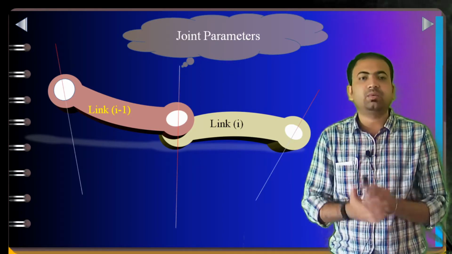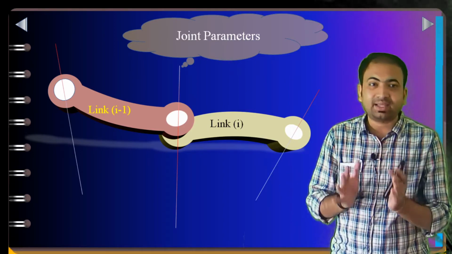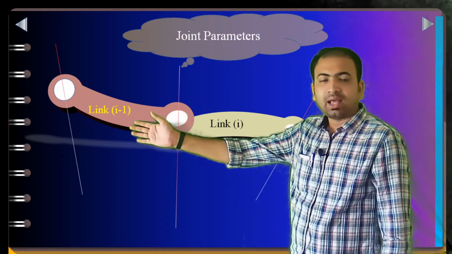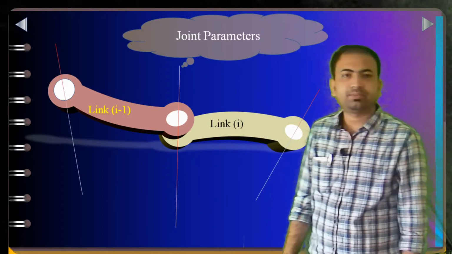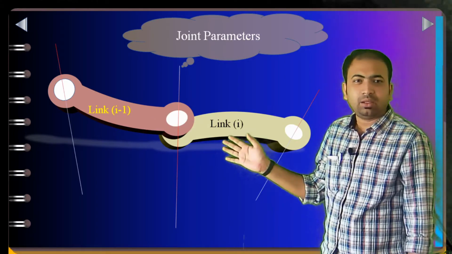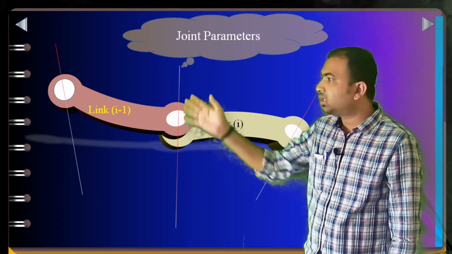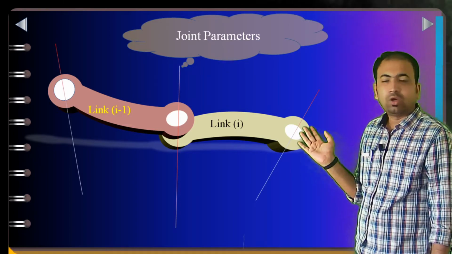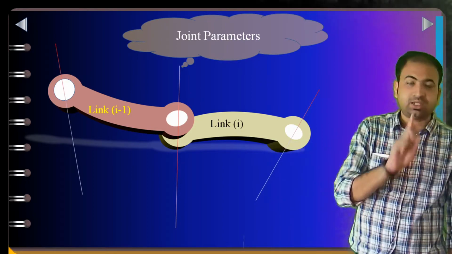Now our first intention was to name, or to represent, the axis of each and every joint. In link i minus 1, as you can see here, we have got one joint and we have drawn this axis. Link i minus 1 and link i are both joined here. So this is the joint, a revolute joint. Here we have drawn one axis, and at the other end of link i we have drawn another axis. That is our first intention.